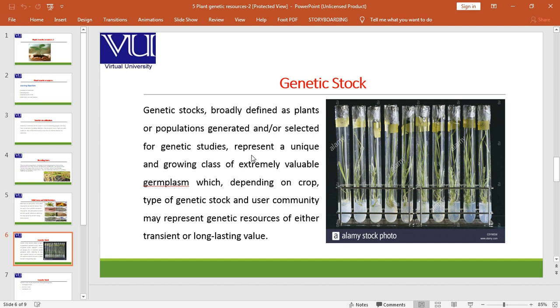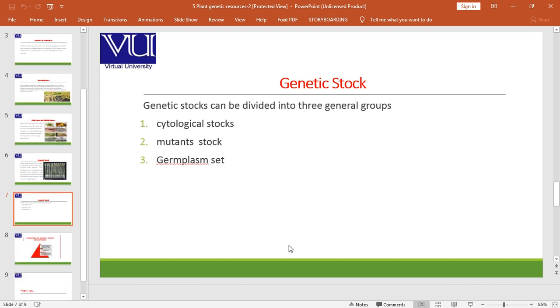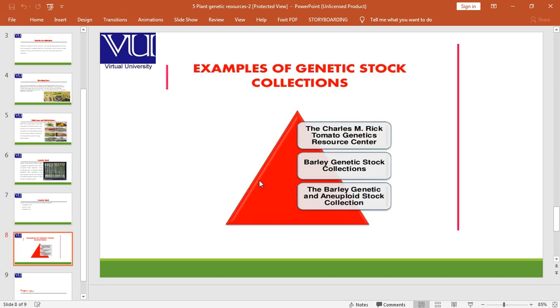for genetic studies, representing a unique and growing class of extremely valuable germplasm which, depending on crop type, type of genetic stock and user community, may represent genetic resources of either transient or long lasting value. Then we have genetic stocks. Genetic stocks can be divided into three general groups: cytological stocks, mutant stocks and germplasm sets.